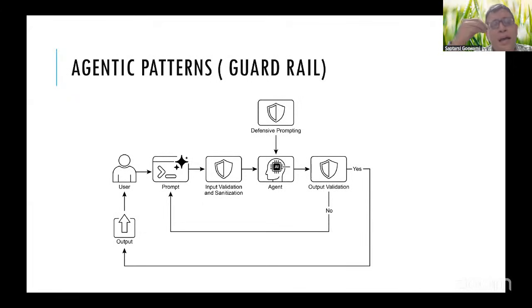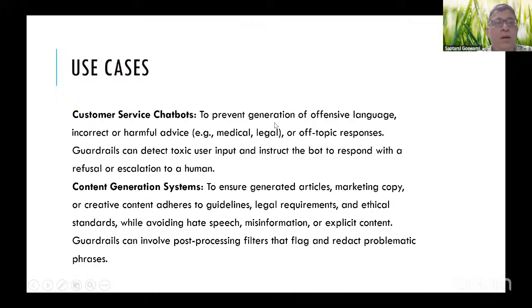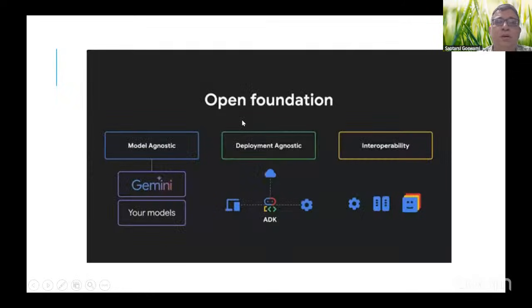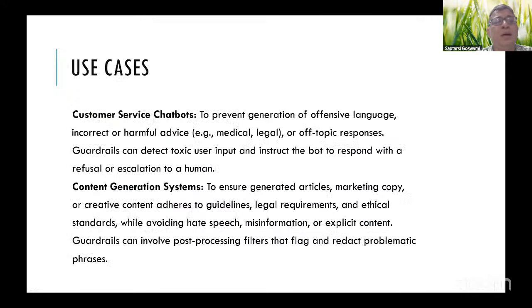I should not entertain things which are harmful, right? So both ways, okay? When you put some kind of checks like this in terms of defensive prompting standards or input validation and sanitation standards, then this is also one of the important agentic patterns. Okay, so it can be used in a customer service chatbot or content generation system.